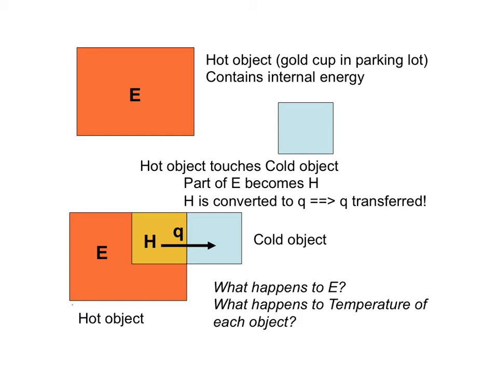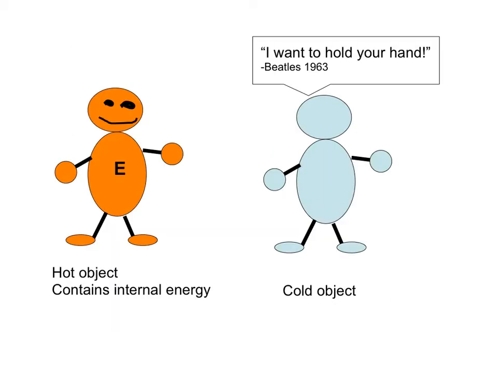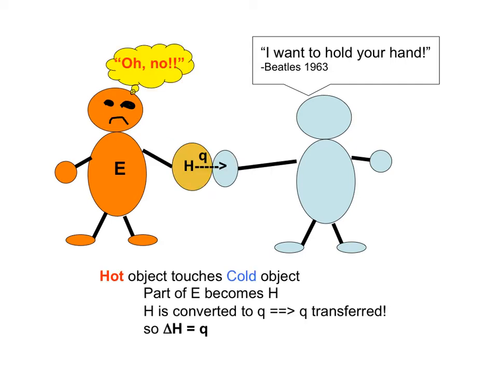Substances such as the gold cup do not contain heat, but they do contain internal energy. So when a hot object comes in contact with a cold object, some of that internal energy is converted into enthalpy, and then that enthalpy is converted into heat. That heat is transferred from the hot object to the cold object. So in this cartoon, note that the hot object and the cold object contain internal energy. So when your hot hand touches another person's cold hand, some of that internal energy is converted into enthalpy, which is transferred to the other person as heat.